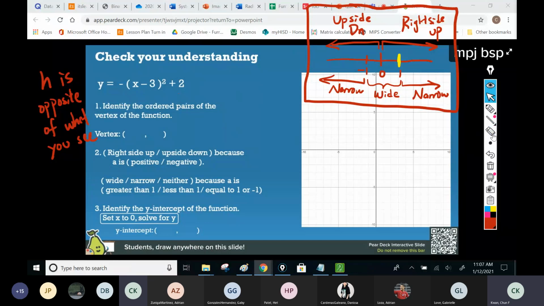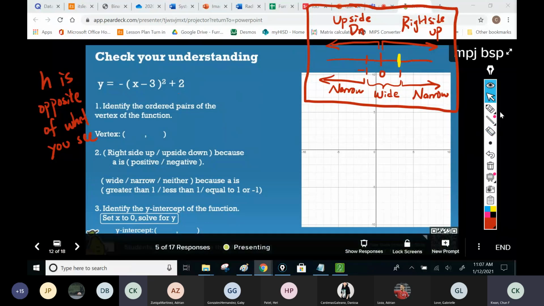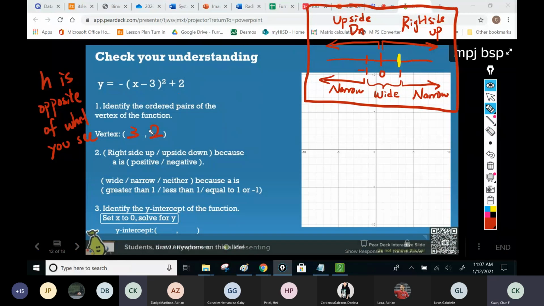All right, so the vertex is 3 and 2, all right, 3 and 2. So that means it's going to be right here, 3 and then 2. That's the vertex. All right, now think about, is this right side up or upside down? That means you have to look at what A is.